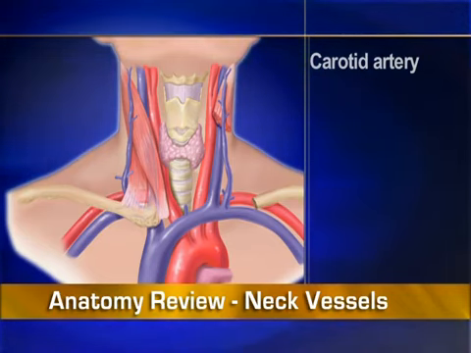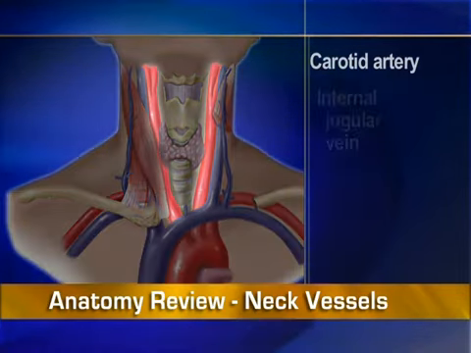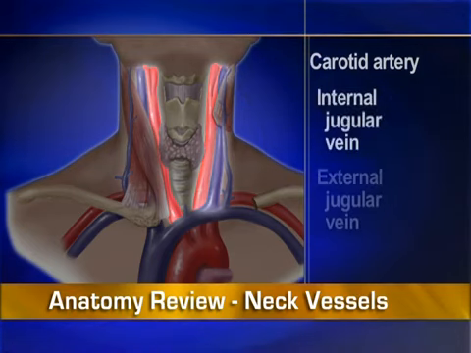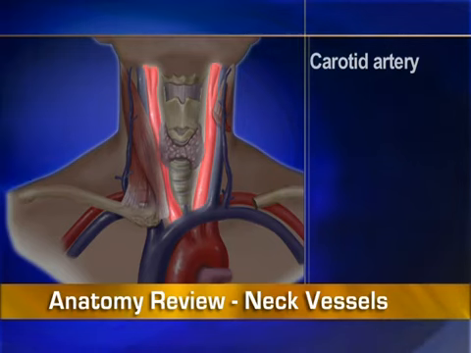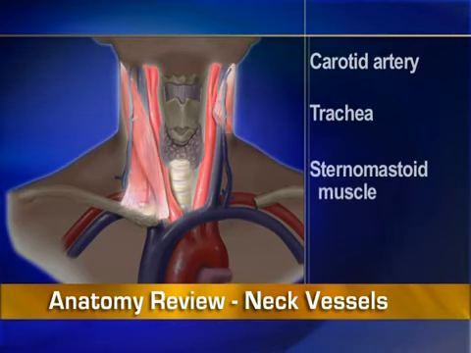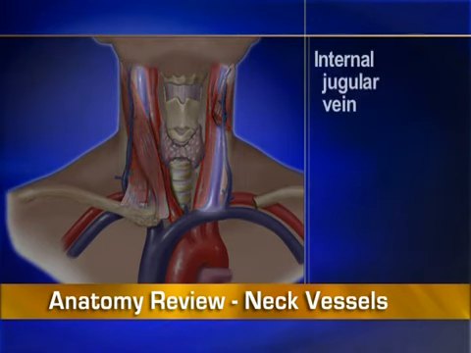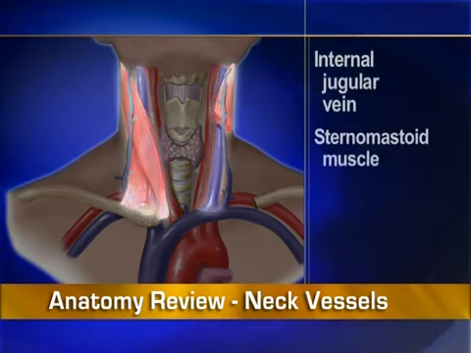Before examining the heart and neck vessels, consider their anatomy. For example, visualize the major neck vessels: the carotid artery, internal jugular vein, and external jugular vein. The carotid artery lies in the groove between the trachea and sternomastoid muscle. The internal jugular vein lies deep and medial to the sternomastoid muscle.